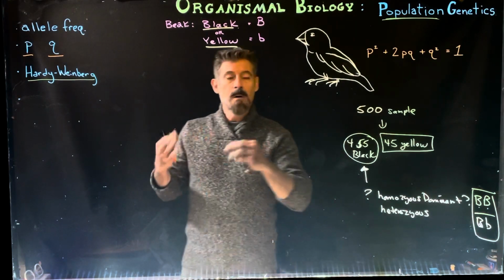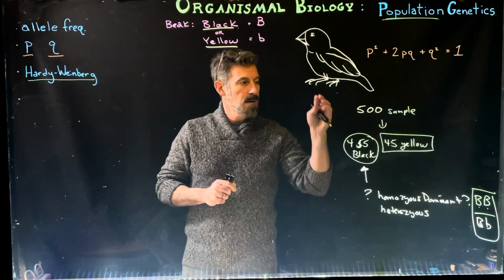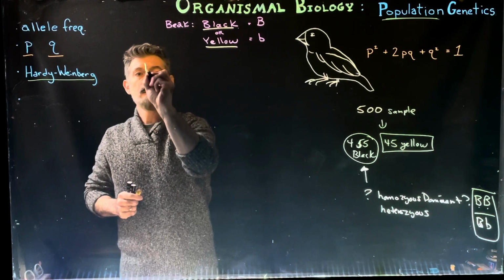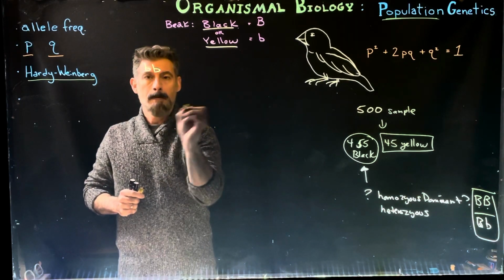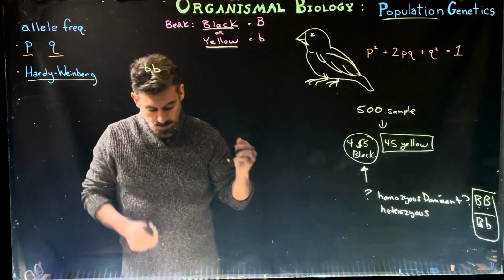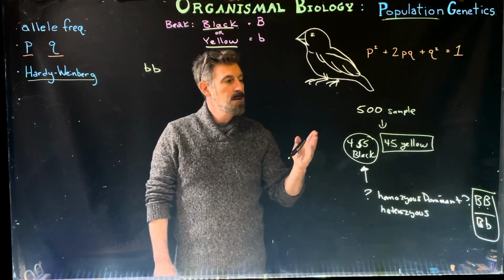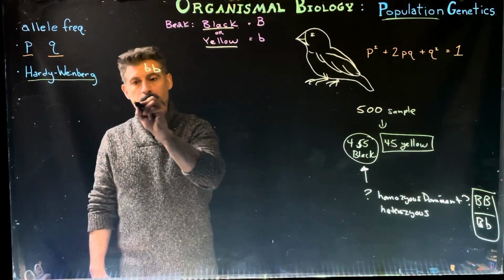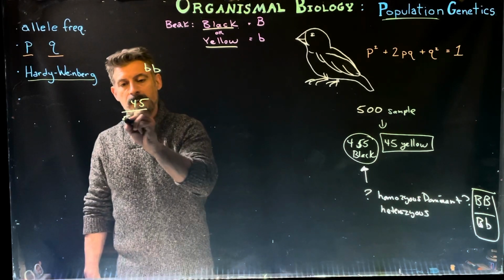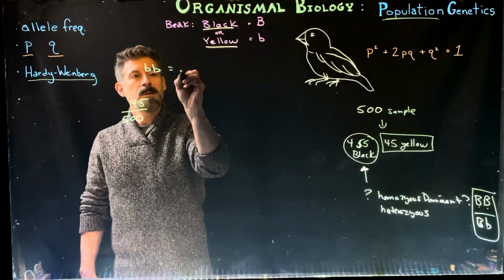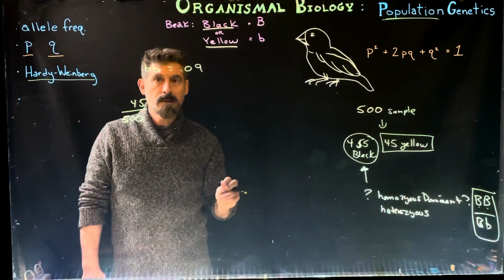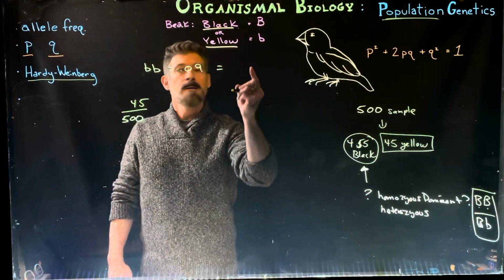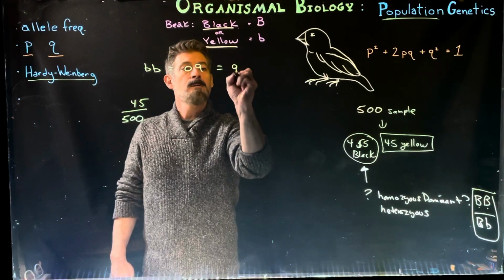So based on what we know already, what do we have? We have yellow beaks, and that's a genotype, so that's going to be the genotype little b, little b. We know there's 45 individuals, so that's 45 individuals out of a population of 500. So 45 divided by 500 is 0.09 as a frequency for bb. And so bb is also equal to our yellow phenotype, that's q squared.